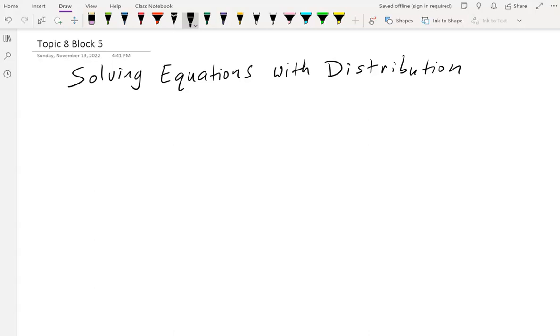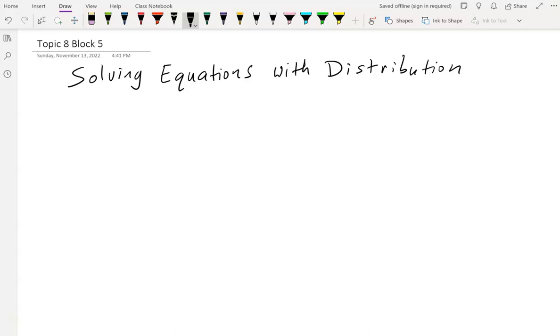Welcome back, math friends, and today we are taking a look at topic 8, block 5, solving equations with distribution. We are going to be solving algebraic equations, which is something that we did the previous week, but now we're going to be solving equations that have distribution involved. So this is pretty exciting because we're going to use all the skills that we've been learning about combining like terms and distribution and everything and applying them to solving equations.